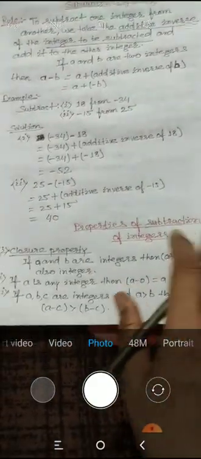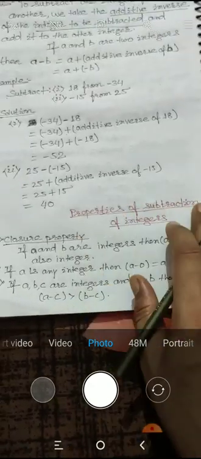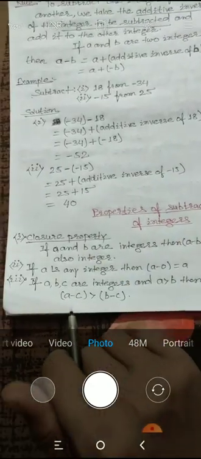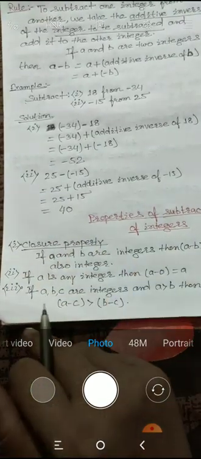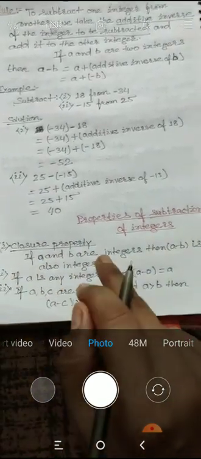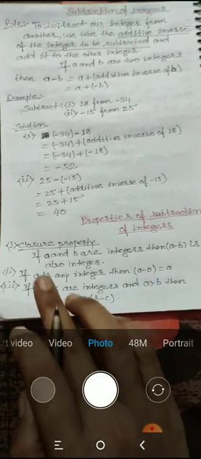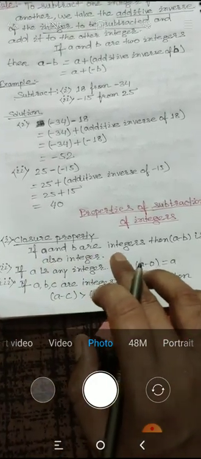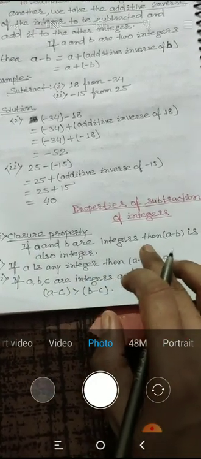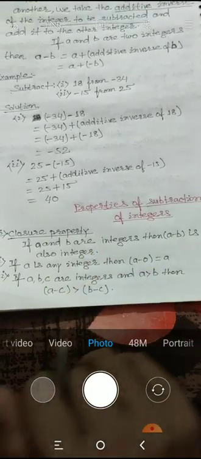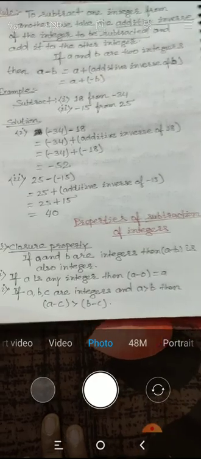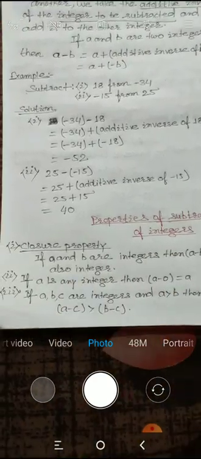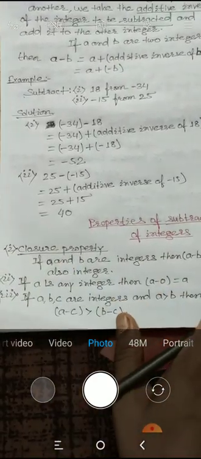Now I am going to explain the properties of subtraction of integers. The first property is the closure property. Like addition, subtraction also has the closure property. It means if a and b are integers, then a minus b is also an integer. So this is called the closure property.